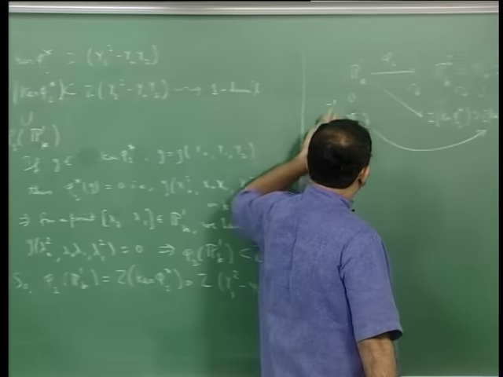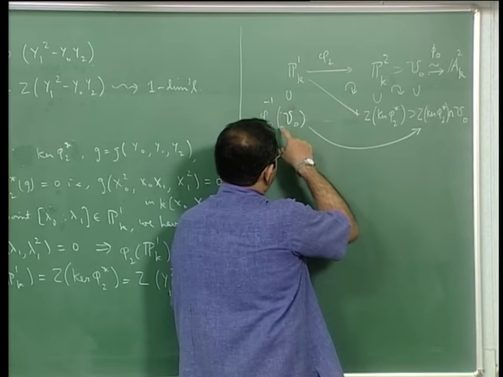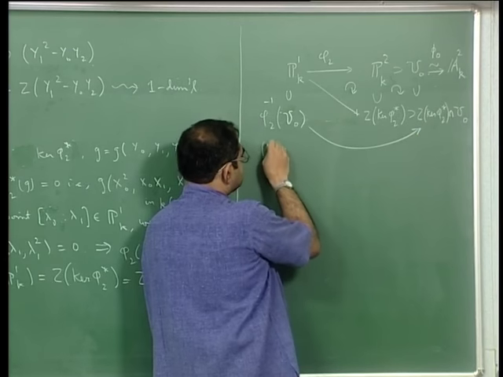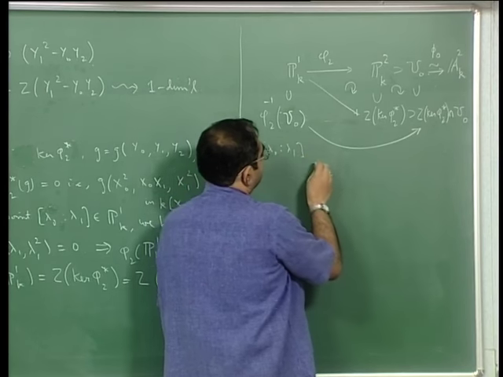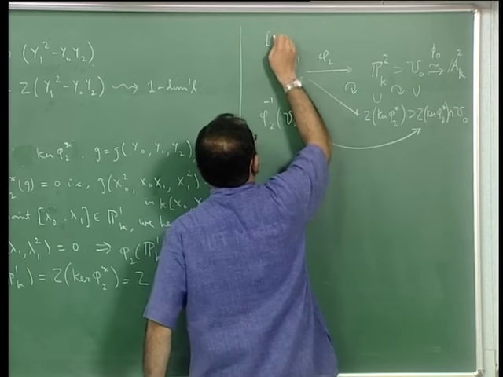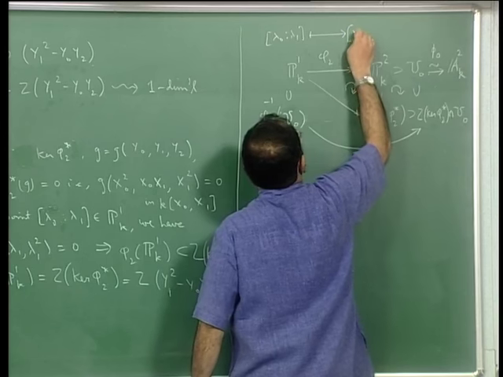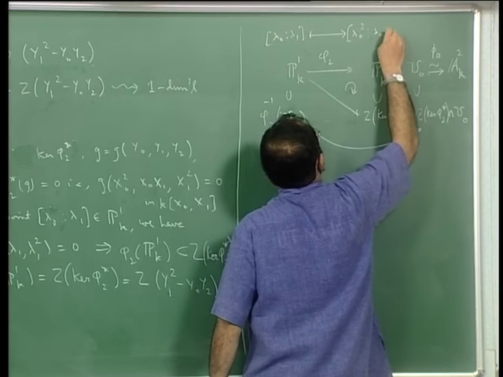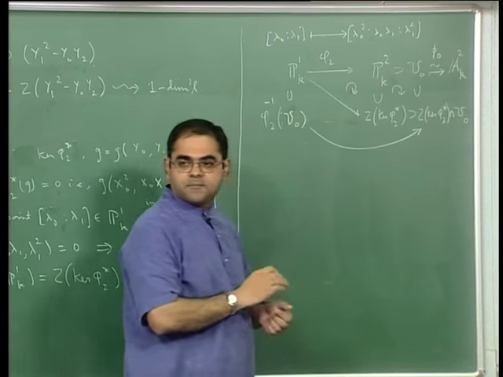So but you know the big deal is, I'm looking at this map, okay. What is this map going to do? See, it's the same map, it's lambda naught colon lambda 1 going to, after all let me write the map above, lambda naught colon lambda 1 going to lambda naught squared colon lambda naught lambda 1 colon lambda 1 squared. This is the map, okay.